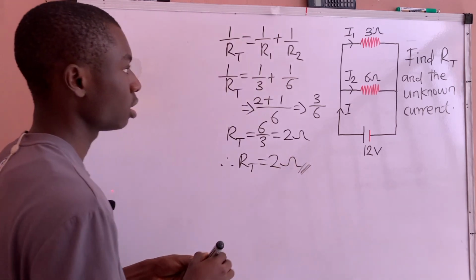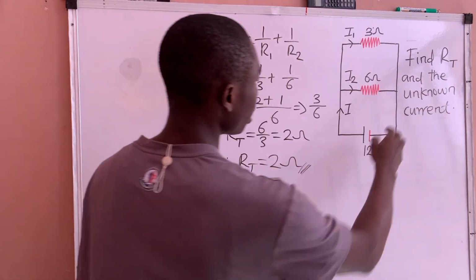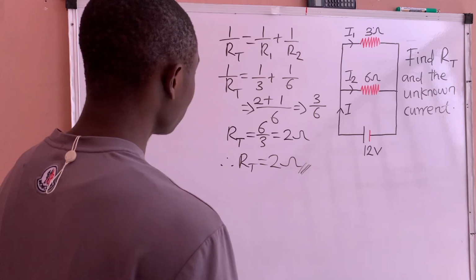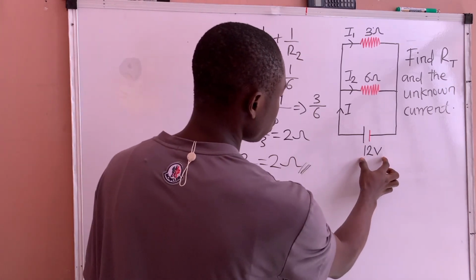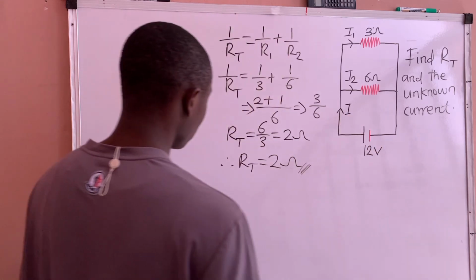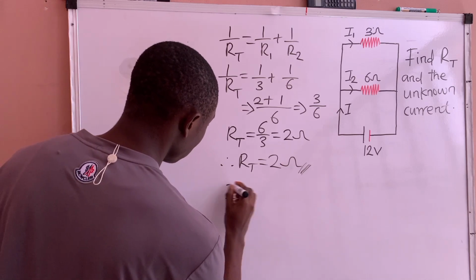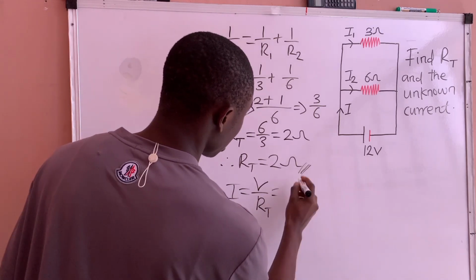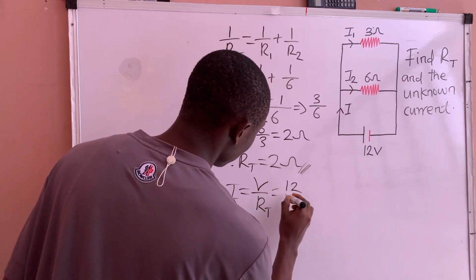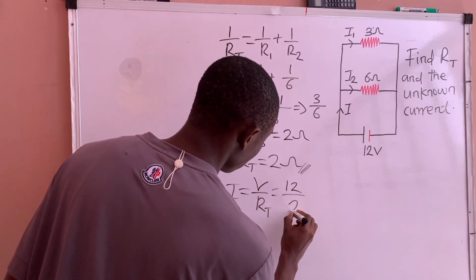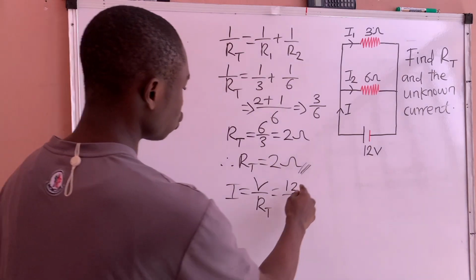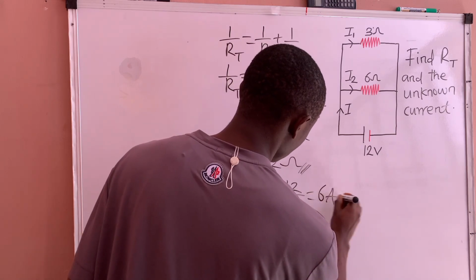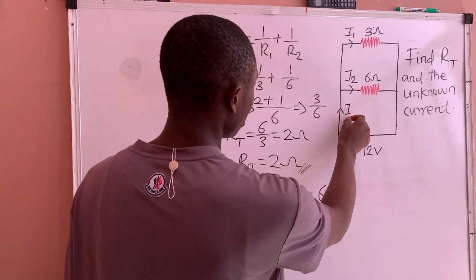That's the value of the total resistance. We are also asked to find the unknown currents, which are I1, I2, and I3. Since we have gotten the total resistance and we know the supply voltage, we can find the current from Ohm's law, which is I equals V over R_T. The supply voltage is 12 divided by the total resistance, 2 ohms. 2 will go into 12 six times, so it will be 6 amps. That is the value of the supply current.